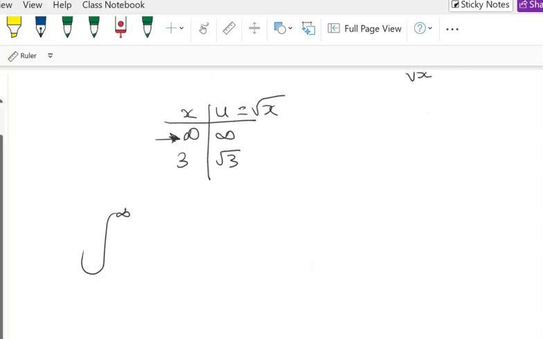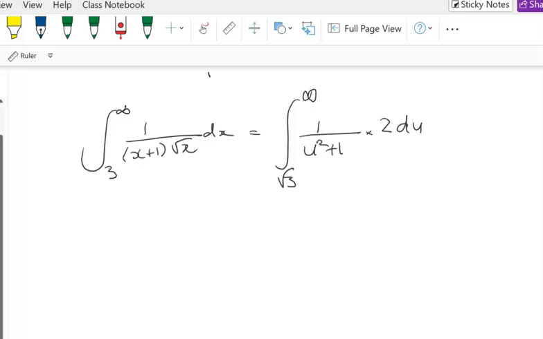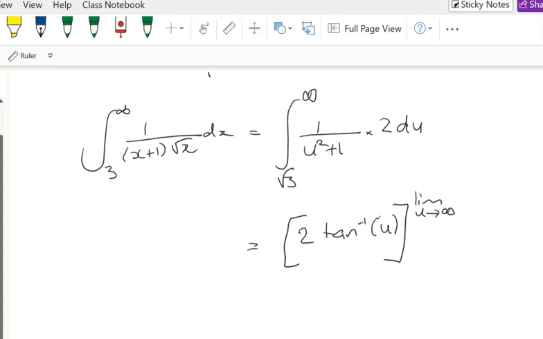So going from the start, we've got the integral of this with respect to x is equal to the integral of 1 over u squared plus 1 times 2 du. And that should make you feel very happy because it's a tan inverse integral. So here we've got 2 tan inverse of u, and we're going to evaluate that as the limit as u goes to infinity here, and the lower limit will be root 3.